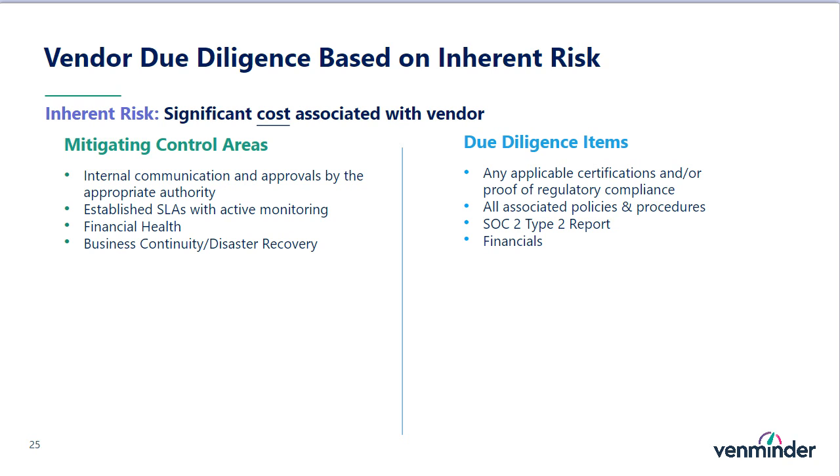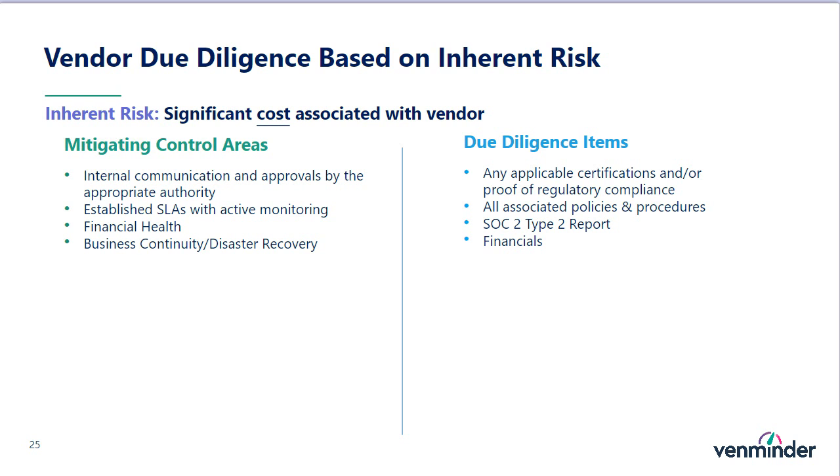So similar to that critical vendor, we need to ensure that they are financially healthy and that they can sustain their operation. We want good service level agreements, and we need to know about their business continuity and disaster recovery. So, of course, we're going to look at those independent third-party audits, financials, all the certifications, etc.